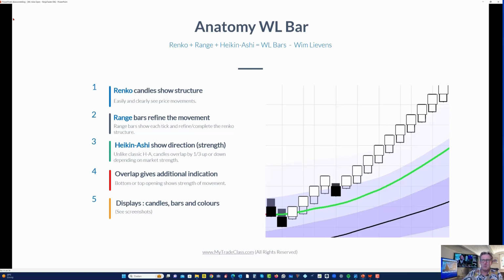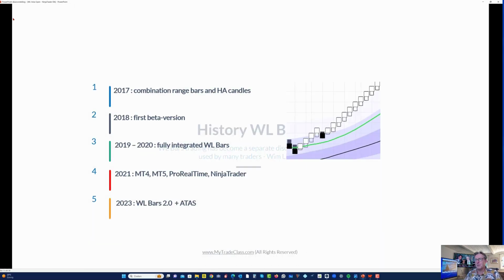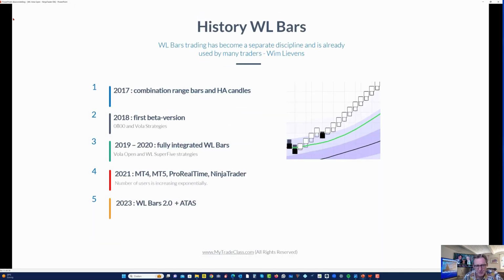Now the displays, the candles, the bars, the colors, you can change, especially in NinjaTrader. I must say, from that perspective, it's a beautiful platform. Just history, already 5 years.